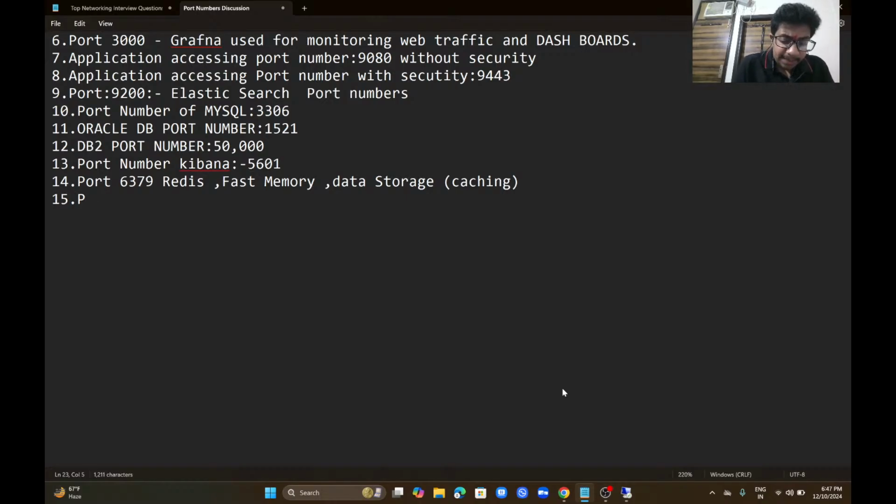Port number 9100, node exporter. The node exporter port number collects hardware information and OS metrics for Prometheus.